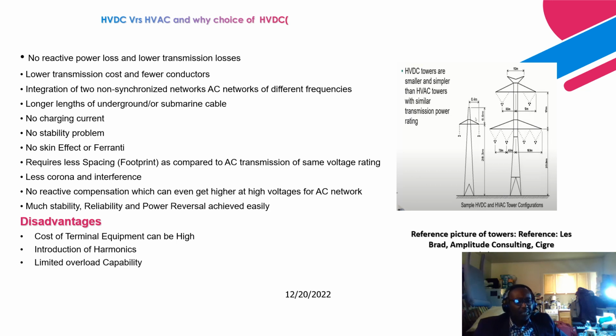HVDC has a limited overload capability. As a matter of fact, voltage source converters do not have overload capability at all. It's the line commutated converters that have a little bit of overload capability, about 115 to 125% overload capability.